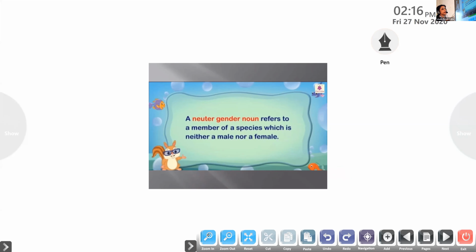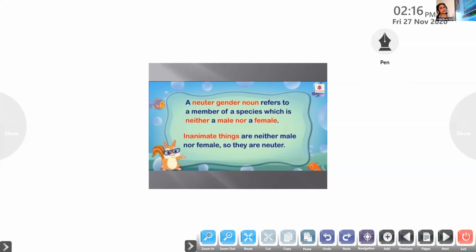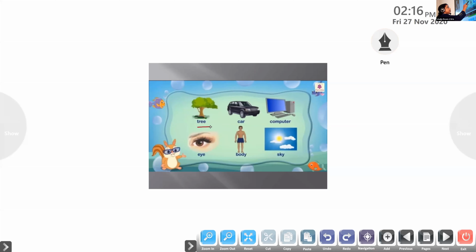Now finally we'll move on to the neuter gender. It's nothing but an inanimate thing. An inanimate thing doesn't have male or female, so it's a non-living thing. Pen is an inanimate thing, it's a neuter gender. Book is an inanimate thing, it's a neuter gender. Okay, children, so we have learned about the 4 different types. These are inanimate things, so these are considered neuter gender.